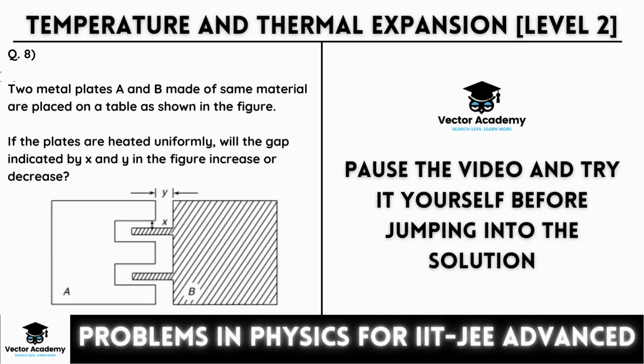Question 8. Two metal plates A and B made of the same material are placed on a table as shown in the figure. If the plates are heated uniformly, will the gap indicated by X and Y in the figure increase or decrease? We at the Vector Academy recommend to pause the video and try it yourself before jumping into the solution.